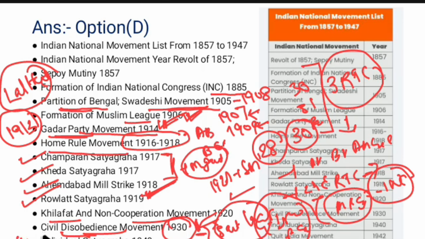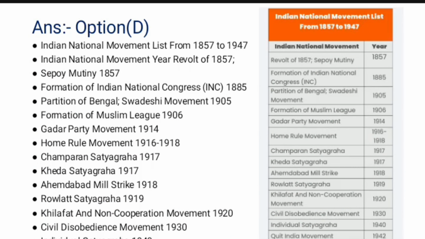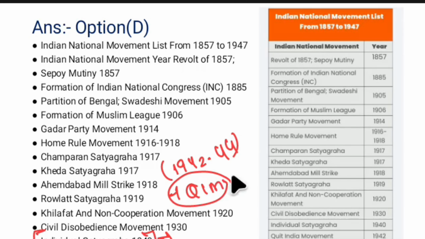And in the year 1940, what happened? So these were mass movements. NCM is a mass movement. CDM is a mass movement. Gandhiji thought that the frequency of mass movements cannot be sustained for a long time. So therefore, he launched the individual satyagraha in the year 1940. And from 1942 to 1944, he launched the Quit India movement. And before his arrest, he raised a slogan: "Do or die."